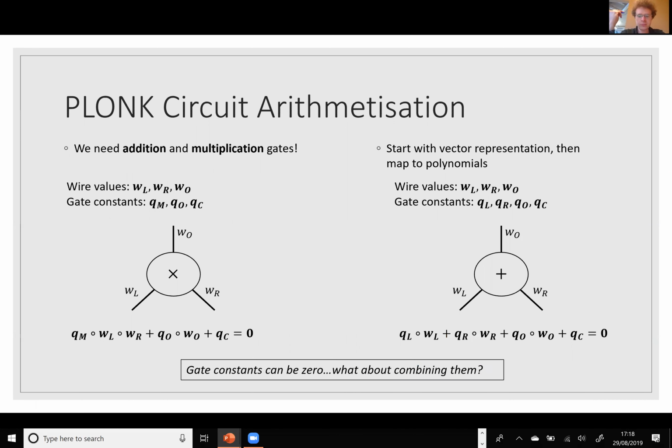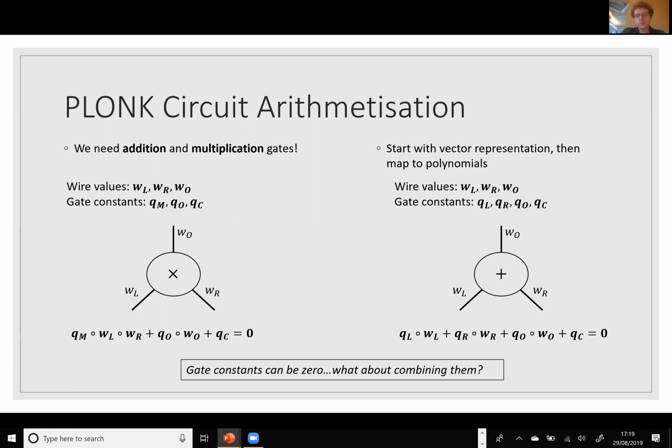So now that we have a way of encoding vectors as polynomials, we need a way of actually describing an arithmetic circuit. But now we can start talking about vectors instead of polynomials, because we have an abstraction layer which allows us to convert vectors to polynomials, which makes circuit arithmetization a little bit easier to understand conceptually.